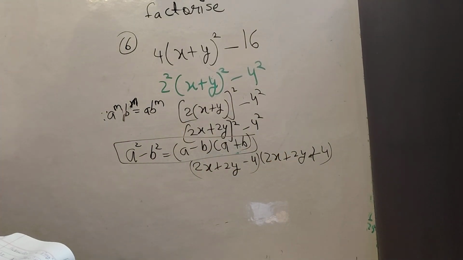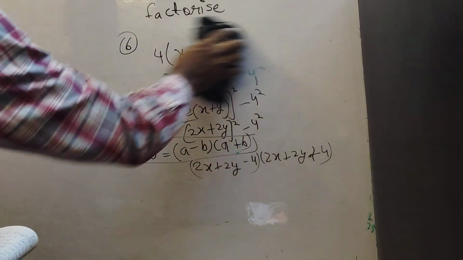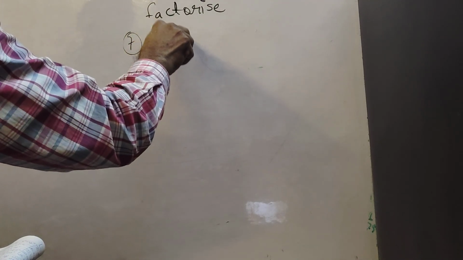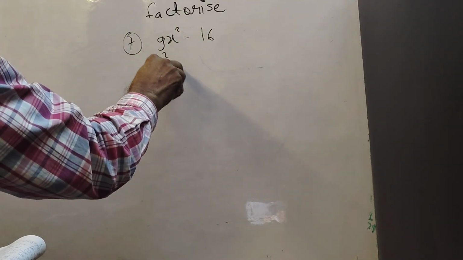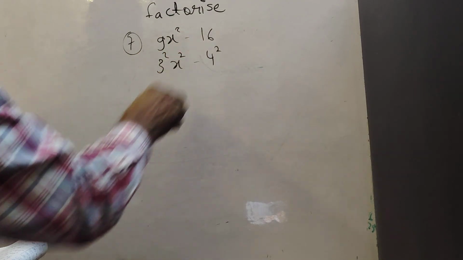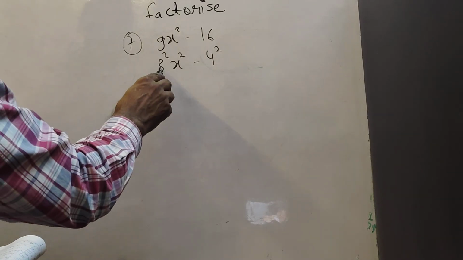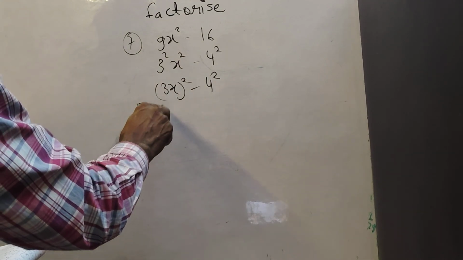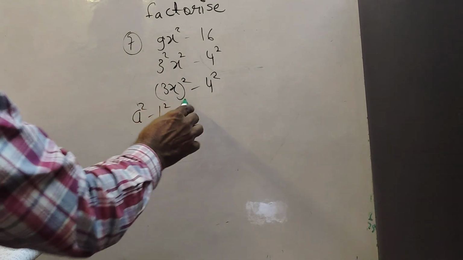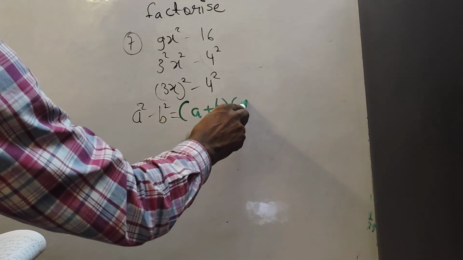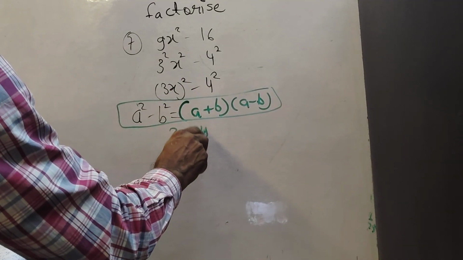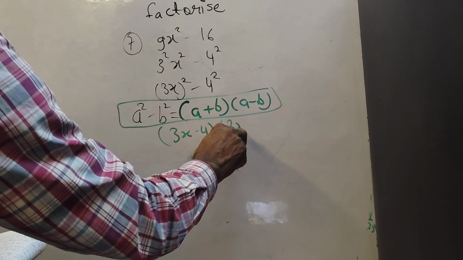So we have done 6 questions. Now 7th one, all these questions are similar. So 7th one is 9x square minus 16. So 9 is written as 3 square, 16 is written as 4 square. So it becomes 3x whole square and minus 4 square. So identity a square minus b square is a plus b, a minus b. So according to this identity, we can write the answer 3x minus 4. A is 3x, b is 4. So 3x plus 4. This is the answer.